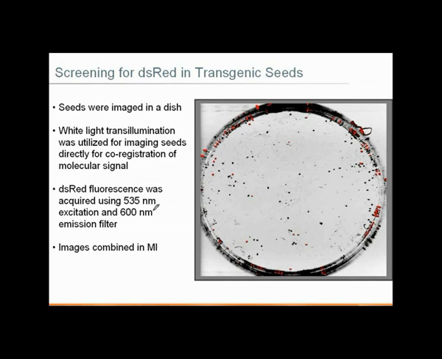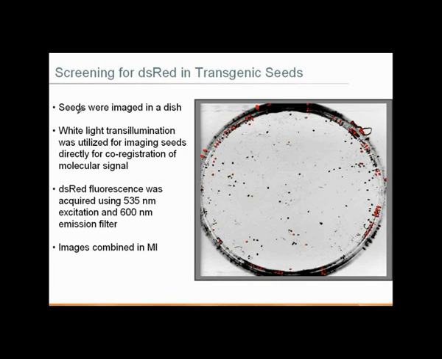A very common application one might want to do is be able to screen seeds for expression of a transgene, such as a fluorescent protein. In this case, people wanted to screen for DsRed, and then co-register that with a reflectance image of the seed, a white light trans image of the seeds.